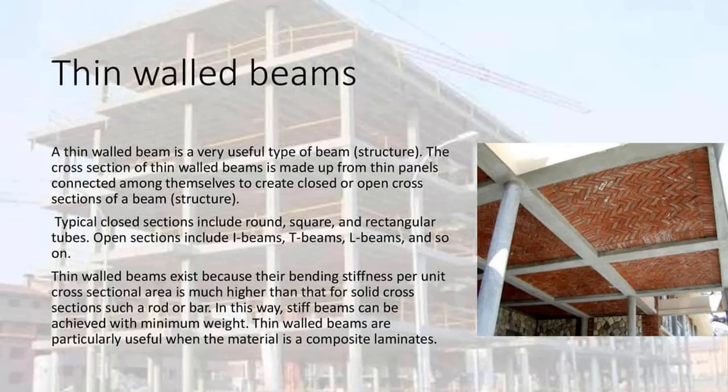Thin walled beams exist because their bending stiffness per unit cross-sectional area is much higher than for a solid cross-section such as a rod or bar. In this way, stiff beams can be achieved with minimum weight. Thin walled beams are particularly useful when the material is composite laminates.